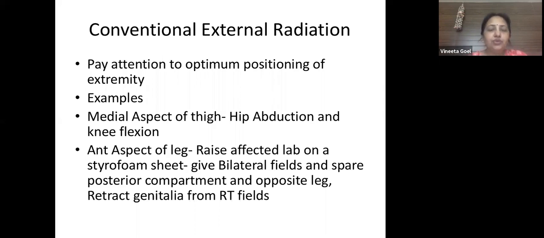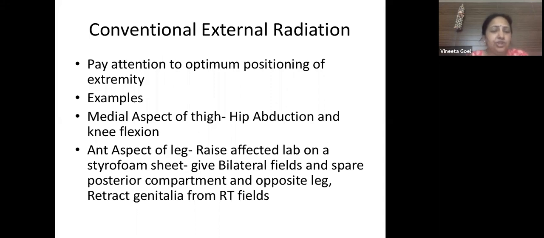For example, suppose you have a lesion in the medial aspect of the thigh, then you must put the thigh in the hip abduction and knee flexion position. Try to retract the genitalia on the opposite side. Pay attention to all these positioning maneuvers, which will help you spare the lymphatic corridor in these patients. And at the same time, your position should be reproducible.